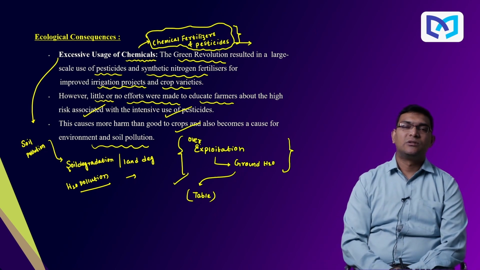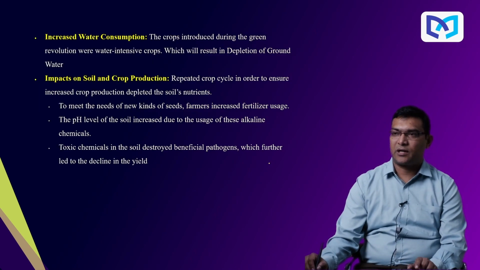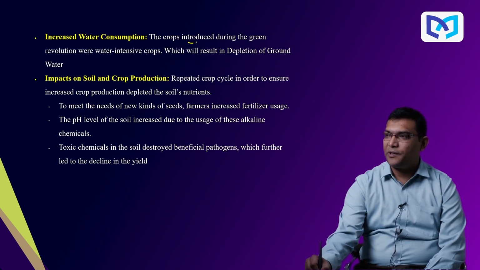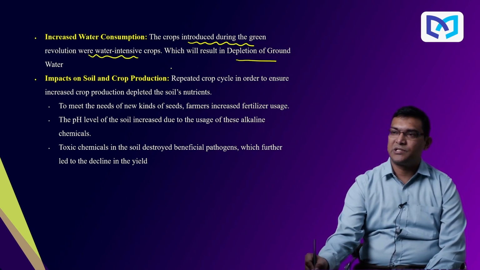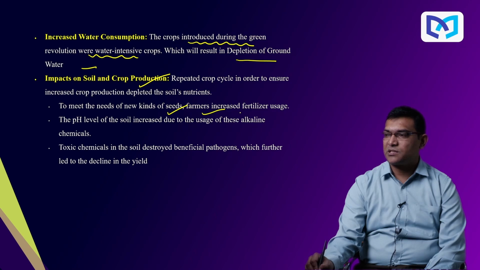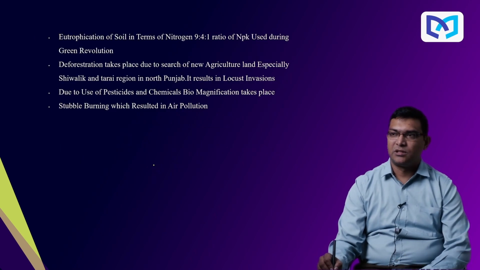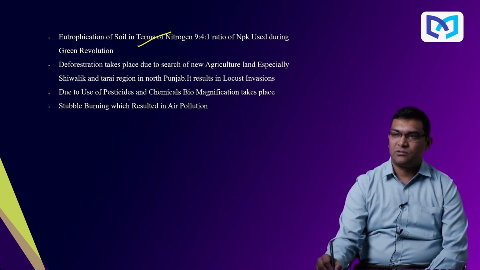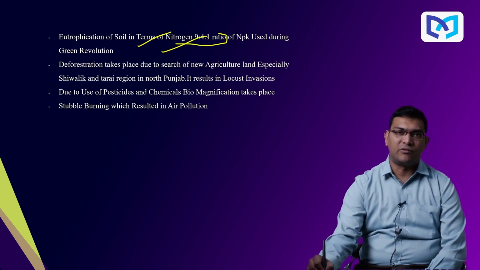This led to the consequences of environmental or ecological. So water consumption: the crop introduced during the green revolution was water intensive, which resulted in depletion of the groundwater. Soil degradation, and to meet the new needs, new kinds of seeds, farmers used increased fertilizers. pH value of the soil increased. Toxic elements, so this is nothing but soil pollution. Eutrophication of the soil, okay, because in terms of nitrogen this is a mixture, but they used it extensively.